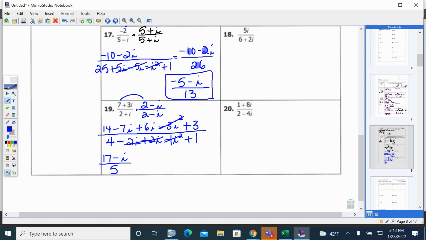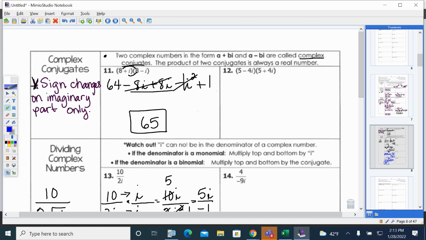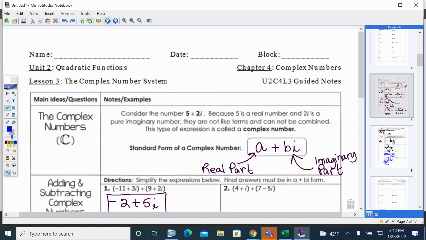Now, that is actually your answer. But I do want to point out that technically there's a 1 in front of that i. And what I was showing you earlier was you have to have something in common with all three pieces. And they do not have anything in common. And that is why your answer on this one is the 17 minus i over 5. So those are your notes on chapter 4, lesson number 3.